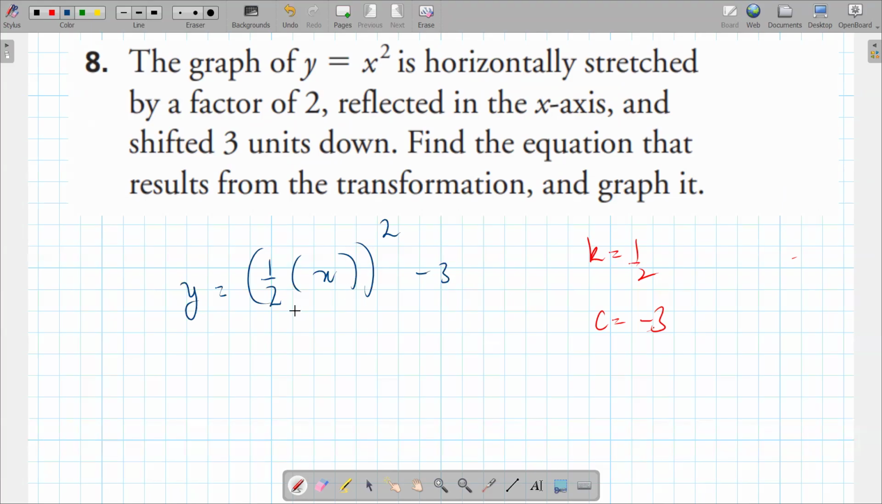You can open this bracket if you want. This becomes 1 over 4x squared minus 3. So again, it'll look something like this.